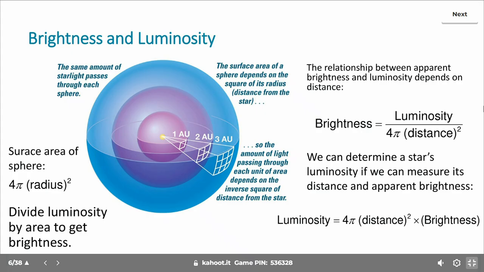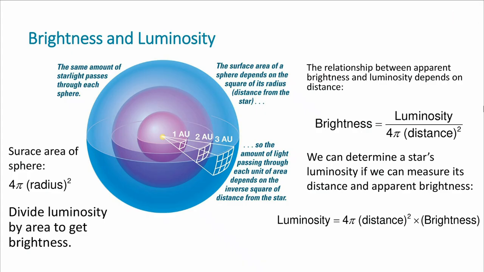And then, like we said, the brightness depends on the distance. So you basically take the total luminosity and then you divide it by 4 pi times the distance squared. So the farther away you get, your brightness will decrease, and it's not a linear decrease, it's a quadratic decrease. So brightness will decrease very quickly as you start moving farther away from the star.